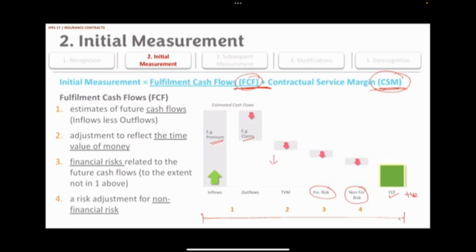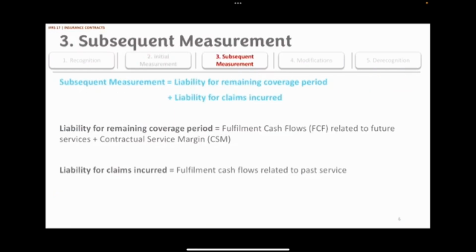So if a contract is expected to be profitable on day one, the value will simply be 0. If a contract is expected to make a loss, i.e. if a contract is an onerous contract, then the entire loss should be recognized in the profit and loss statement on day one. Now let's move on to subsequent measurement.